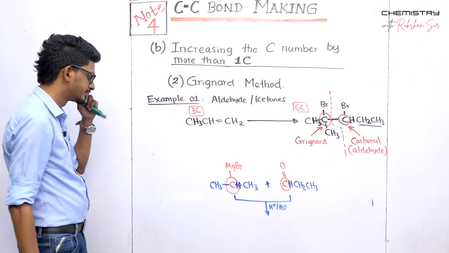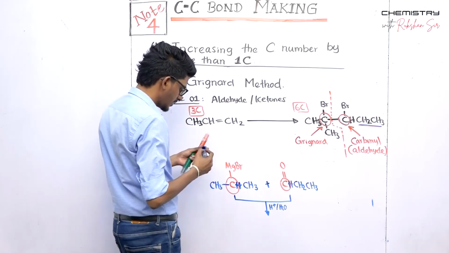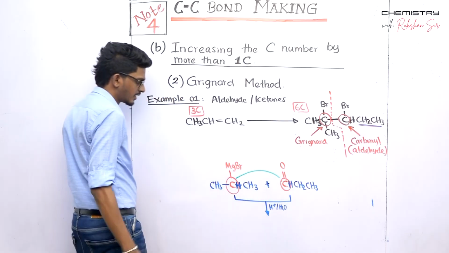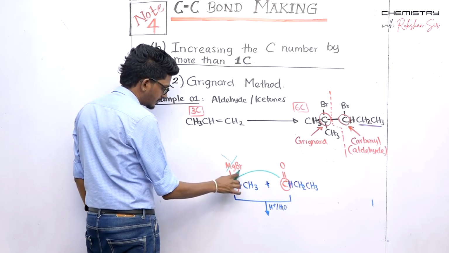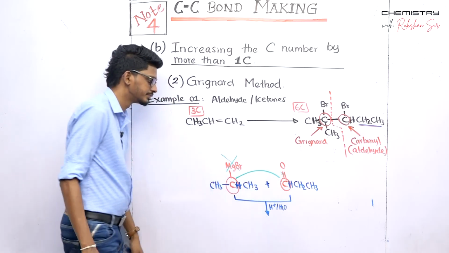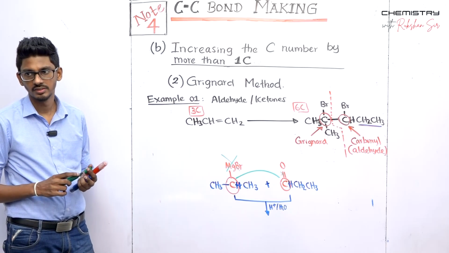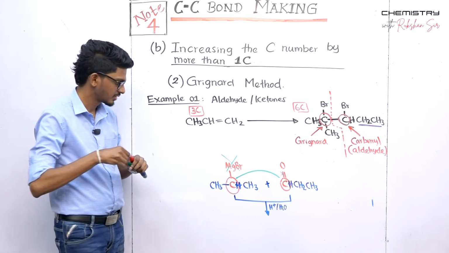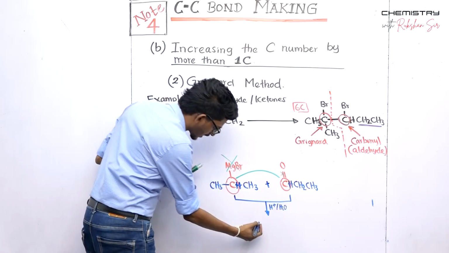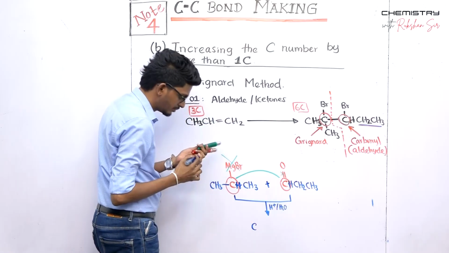Let's write the stuff, right? So these two guys will connect, while this thing will leave, as well as one of the bonds from here. Right? That is the idea. So let's connect the stuff. This is your MgBr carbon.